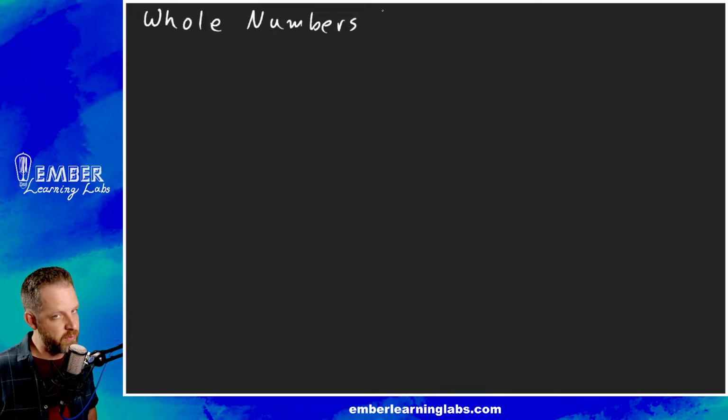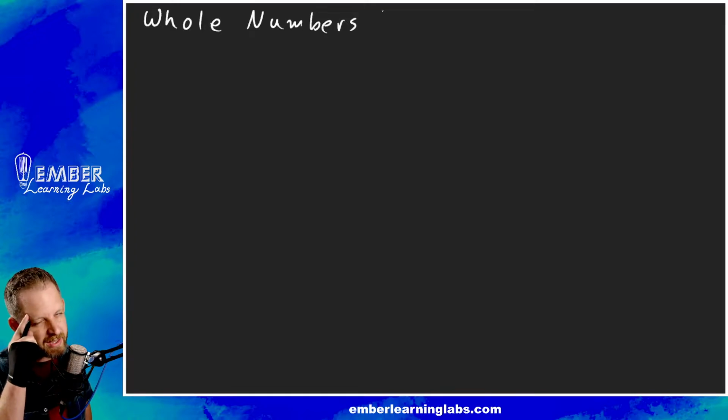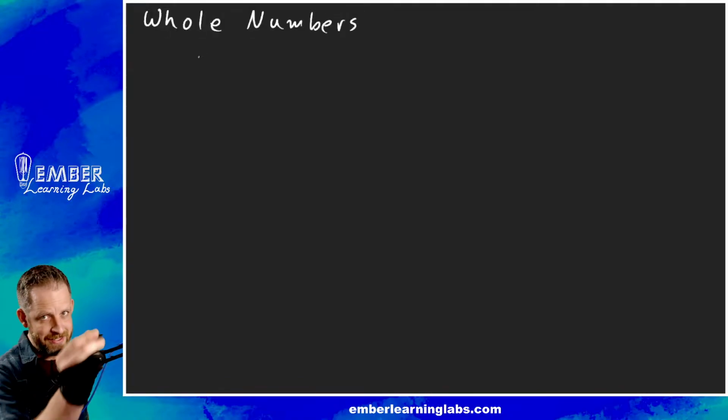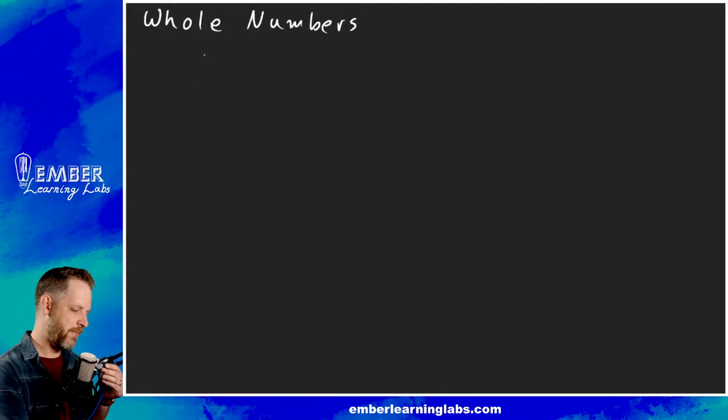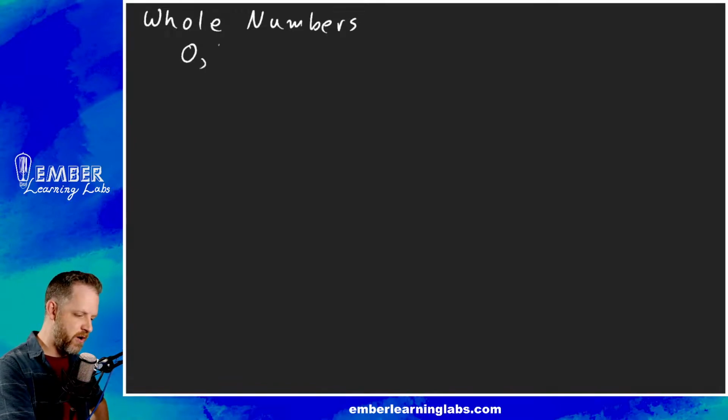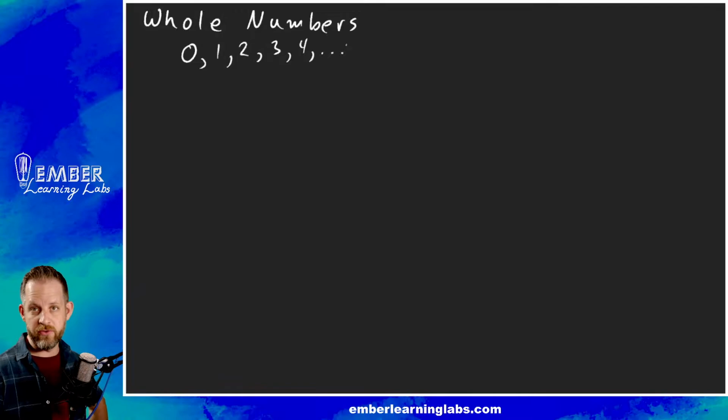I know you're missing one, because I know things. Maybe you're not. Let me know down in the comments if you didn't miss one. And the one you're missing is 0. Whole numbers are the natural numbers plus 0. So 0, 1, 2, 3, 4, etc. It's all of those.